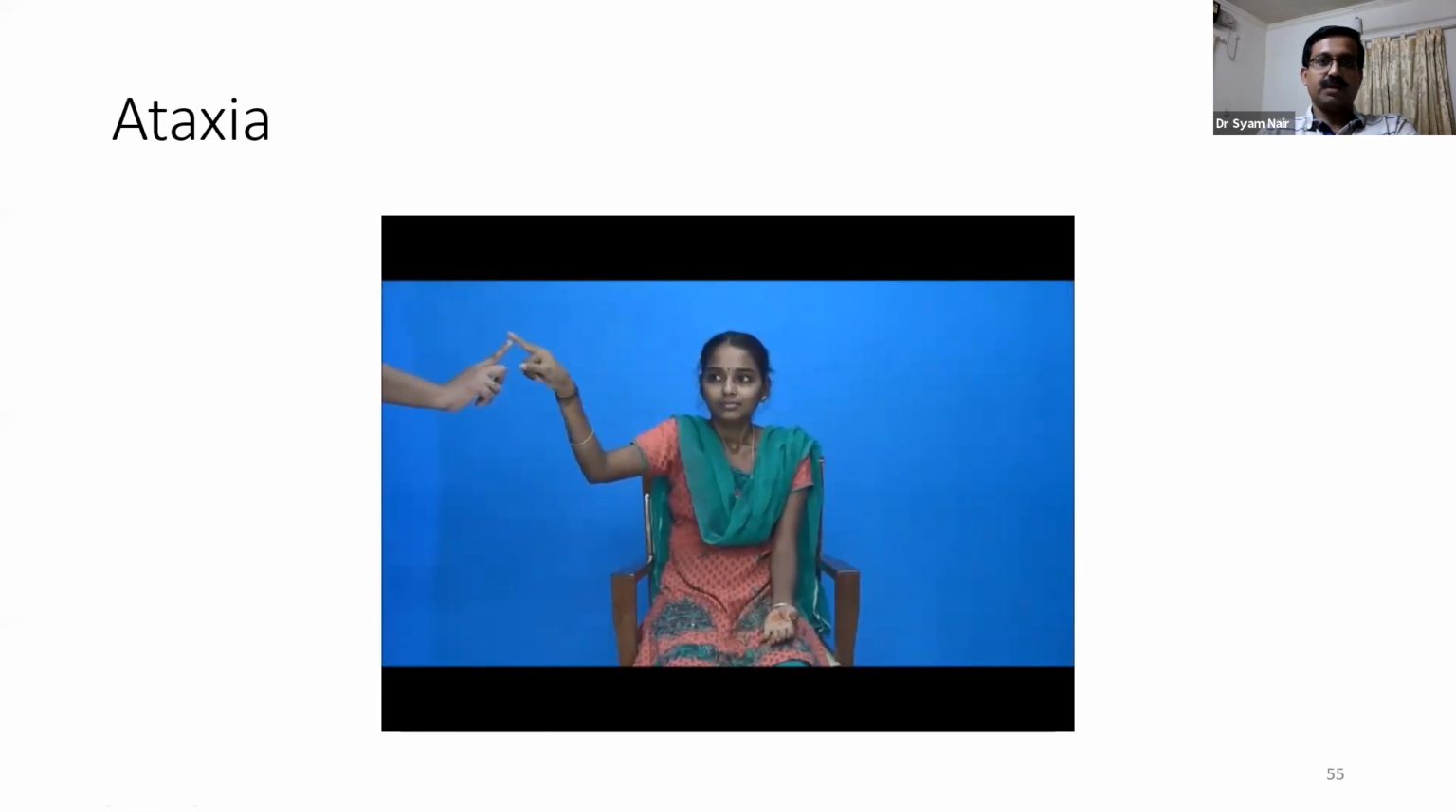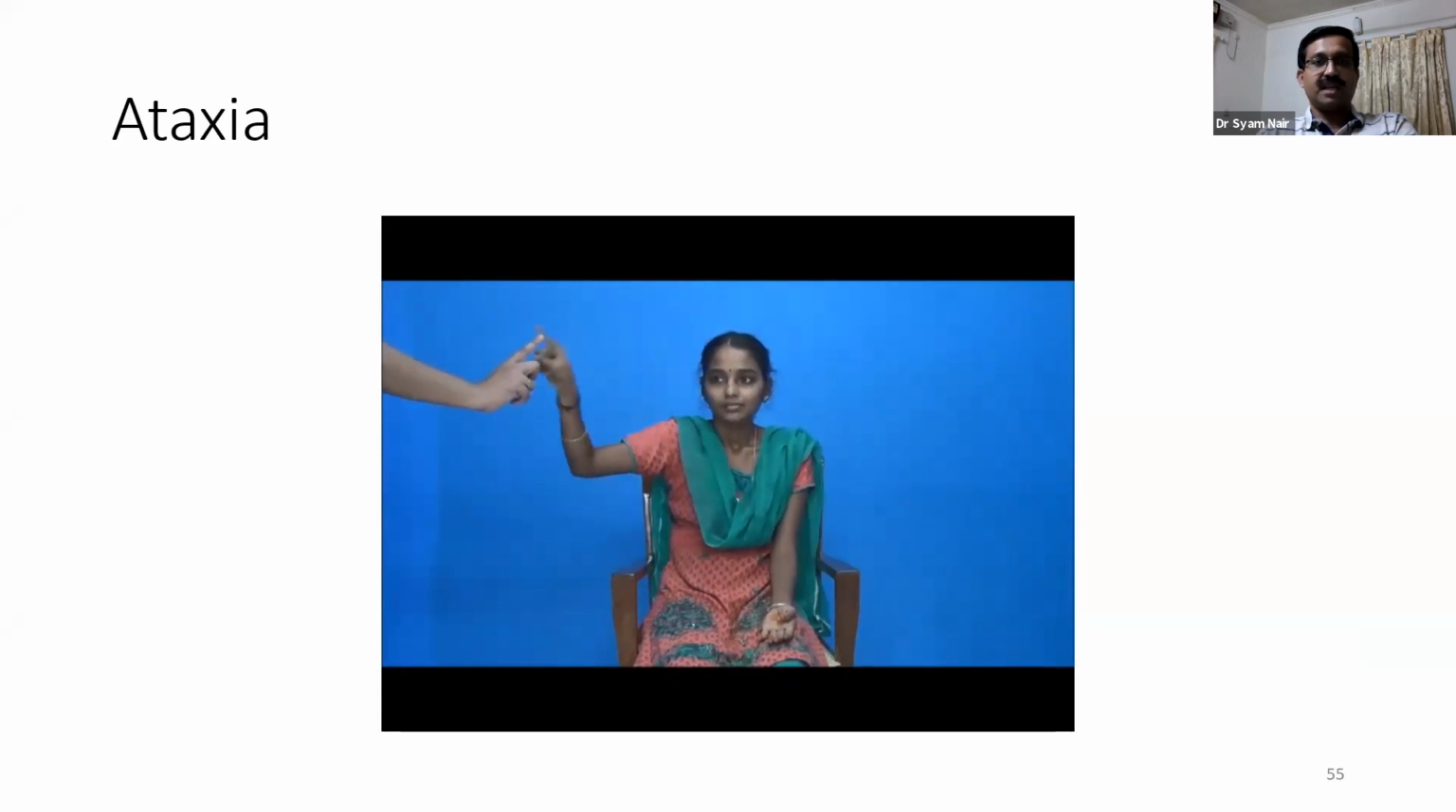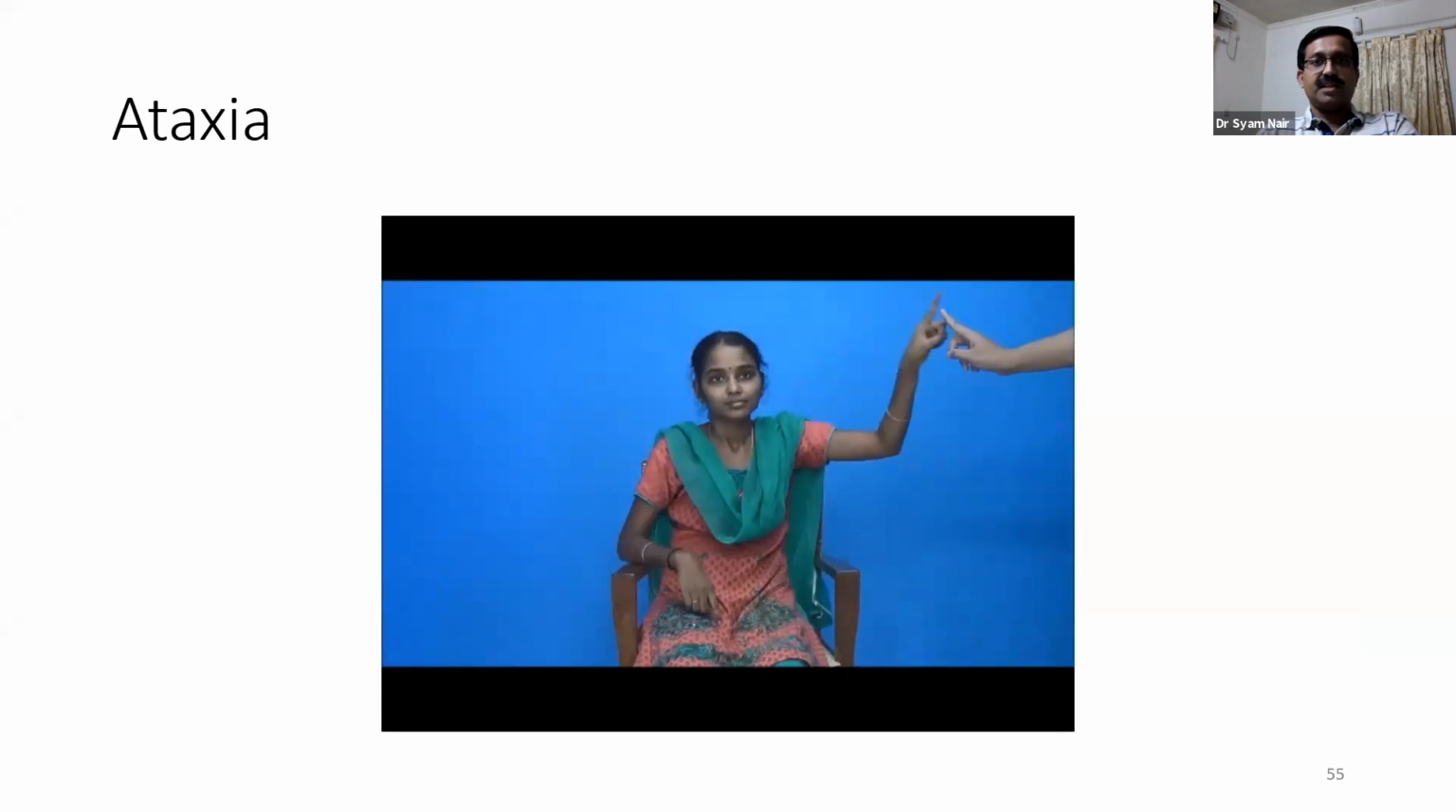On doing the finger nose test, you can see the overshooting hypermetria very clearly, because the finger is overshooting the target and then coming back. And the trajectory is also wavy. It is not a straight trajectory, it is wavy, and the intention tremor component is also evident.